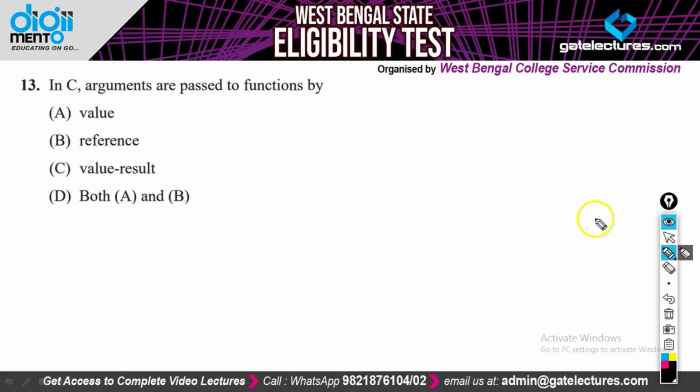So the question is, in C, arguments are passed to functions by value, reference, value result, or both A and B. From the options, we would say both value and reference, because we know in C we have a choice between call by value and call by reference. But if they are asking how arguments are passed to functions by default, then we will choose value. If we are not explicitly mentioning anything, then C uses the call by value technique, not the reference technique.